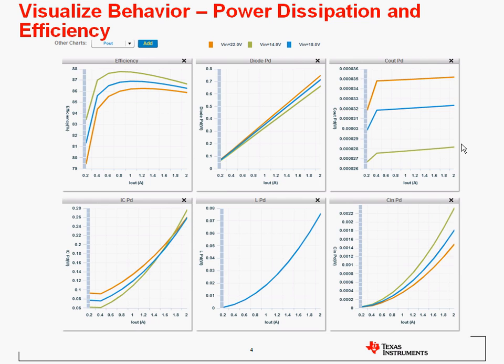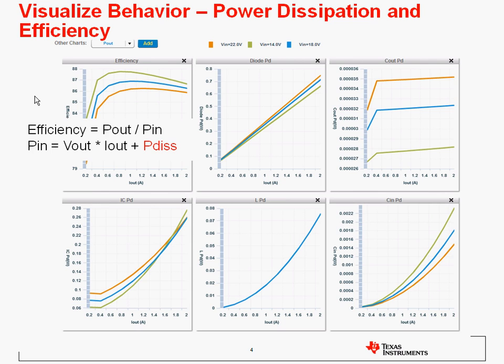To calculate the efficiency, we'll first look here at a series of graphs that were produced in WEBENCH that show these different parameters versus the load current and the input voltage range. For example, in the upper left we have a plot of efficiency on the y-axis versus the load current on the x-axis. The different colors here are the different input voltages. Now, efficiency is calculated by simply taking the output power divided by the input power. The input power can be calculated simply by V out times I out plus the power dissipated.